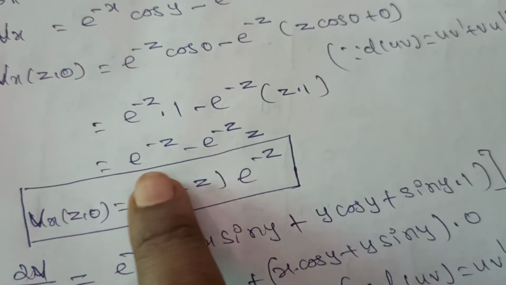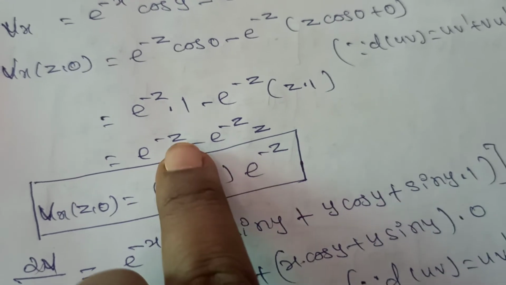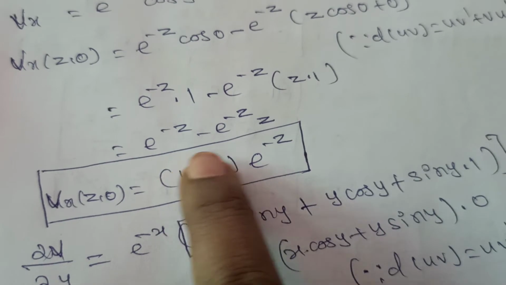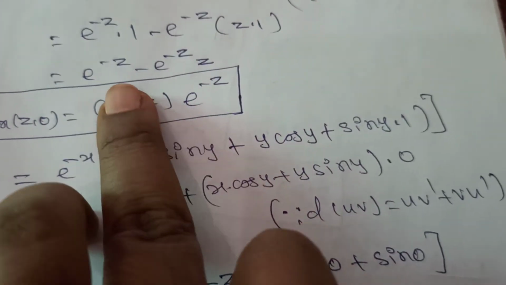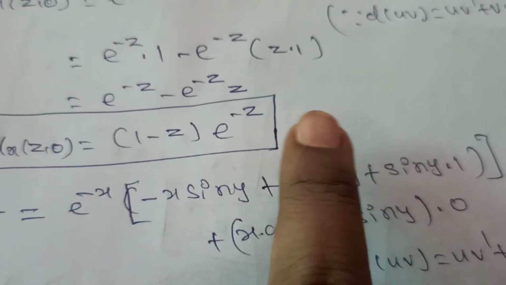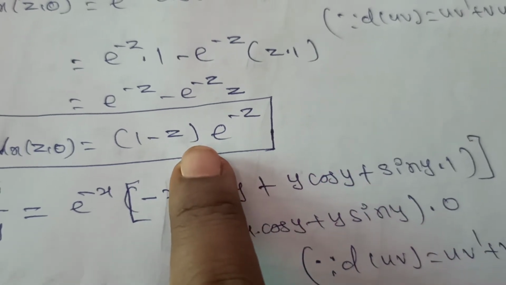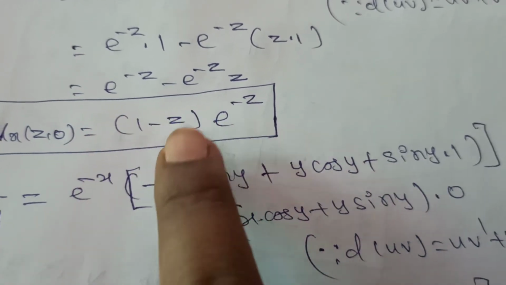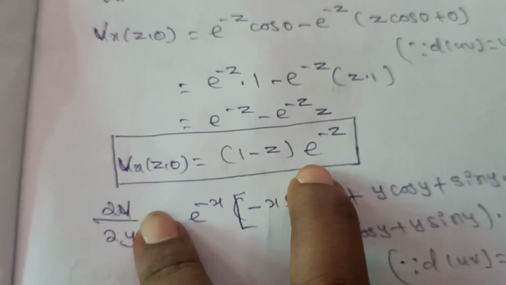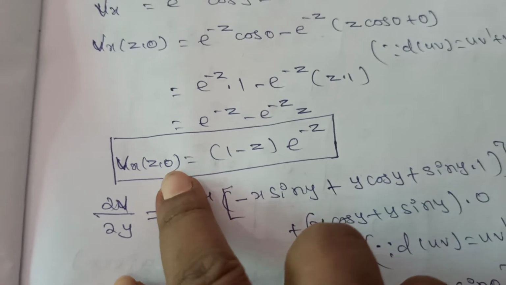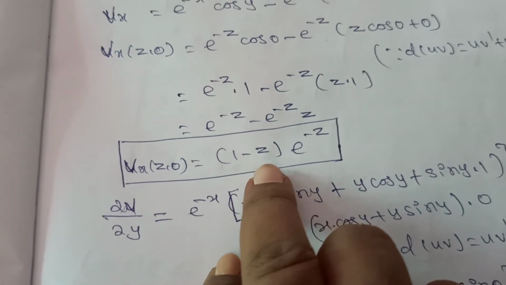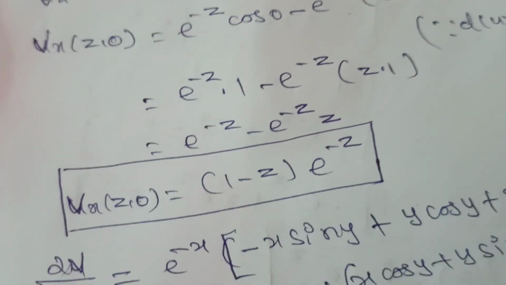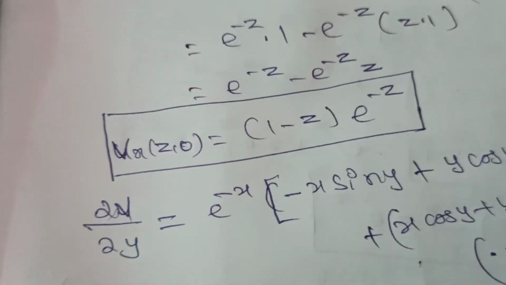Okay, now multiply this value: e power minus z minus e power minus z into z. In these two terms, which one is common? e power minus z is common, so we take it outside. What is the remaining value? 1 minus z. Finally, v x of z comma 0 is 1 minus z into e power minus z. Next, find the dou v by dou y.